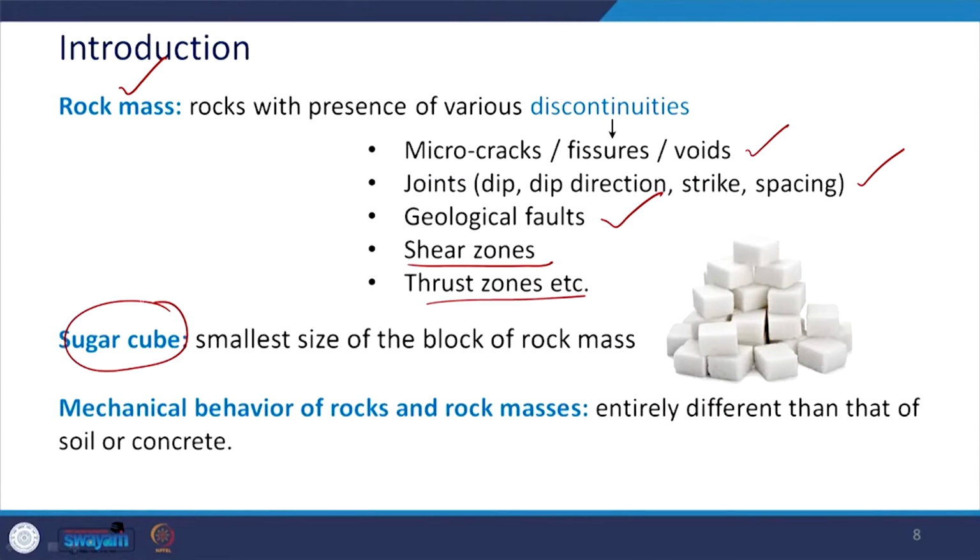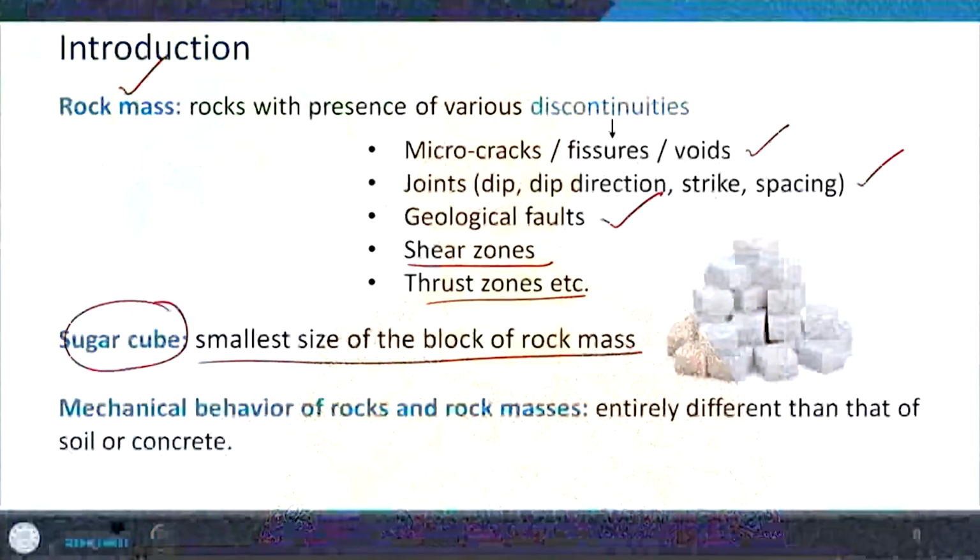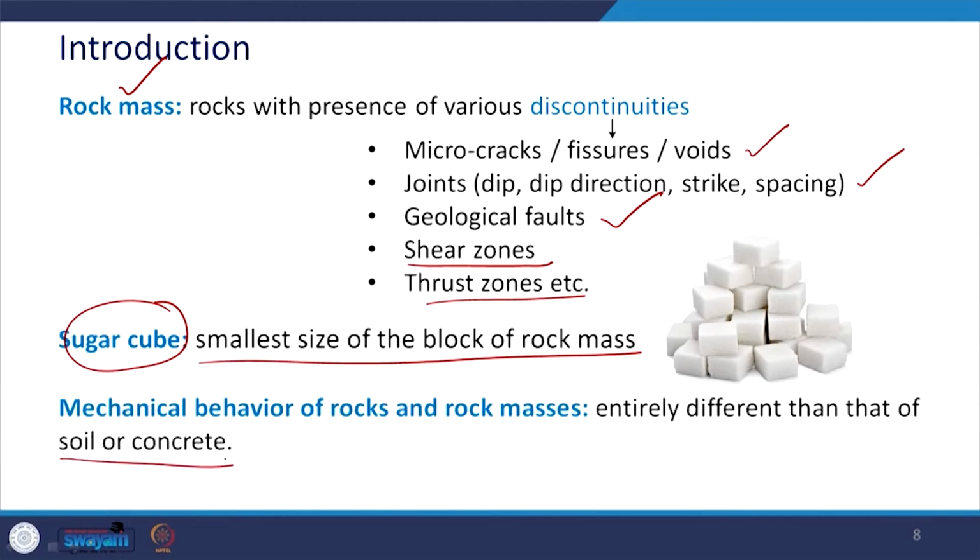Now, you come across this rock mass every other day in the form of a sugar cube. So, you see that here I have just put a picture where these sugar cubes are there. The smallest block size of the rock mass is represented by this sugar cube. Now, you know how the composition of the material rock is different from that of soil or concrete, and therefore the mechanical behavior of rock and rock masses is entirely different from that of soil or concrete.